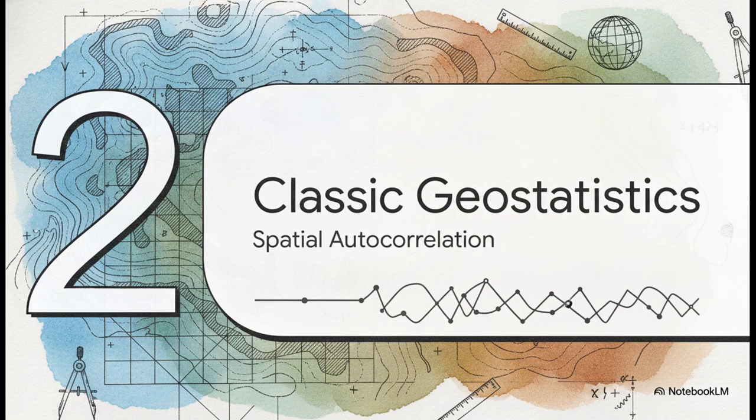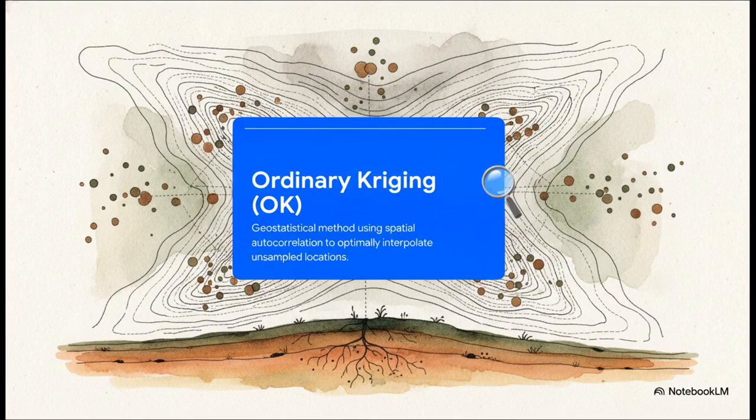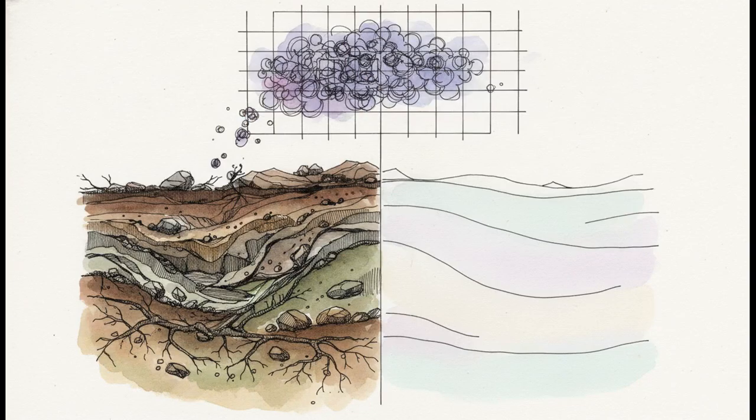Moving on to Section 2, Classic Geostatistics Methods. For decades, ordinary kriging was the absolute go-to classic method, and it relies entirely on geographic proximity using a concept called spatial autocorrelation. Now, that sounds fancy, but it's basically just mathematically modeling a very logical assumption. Soil samples that are physically closer together are naturally going to be more similar to each other than ones that are miles apart, right? It leans heavily on the natural underlying spatial structure of the environment to essentially fill in the blanks. But there's a catch.